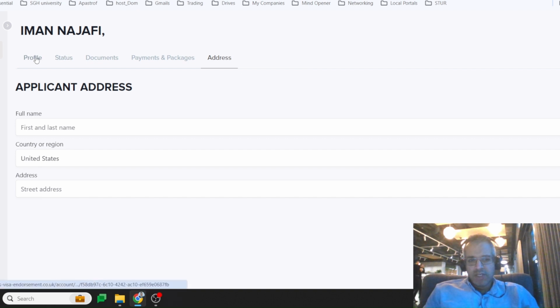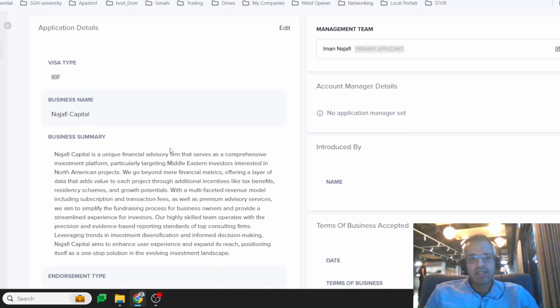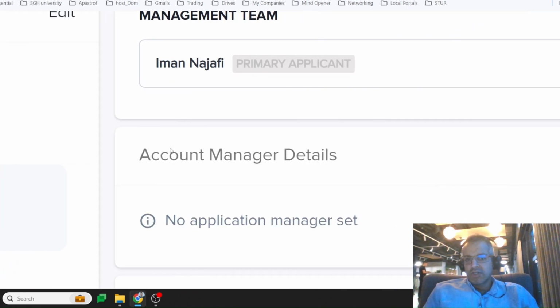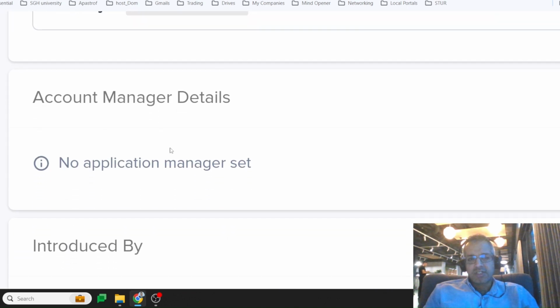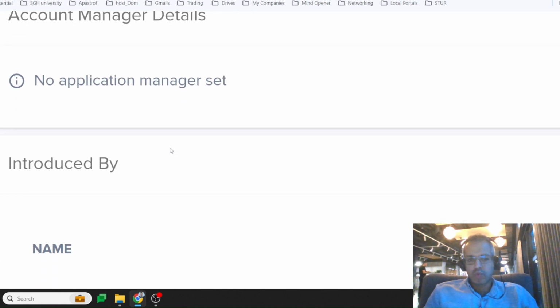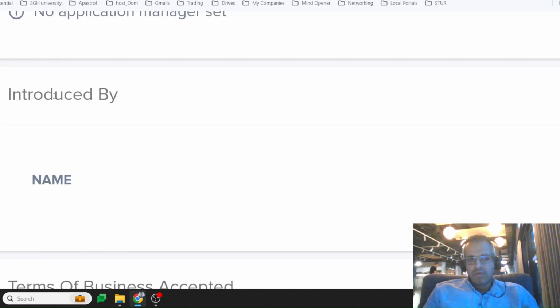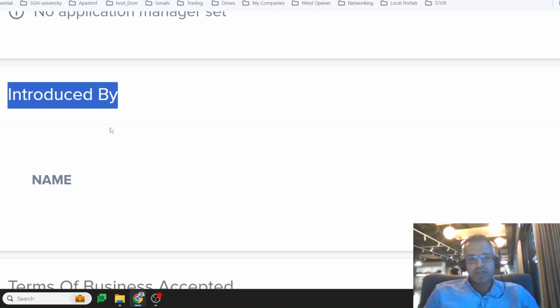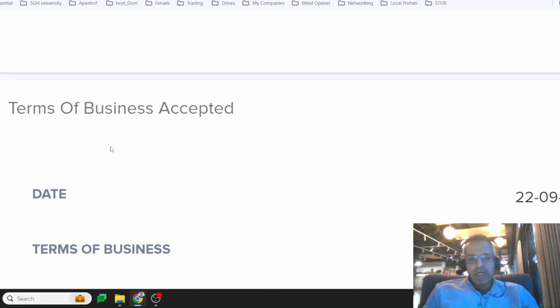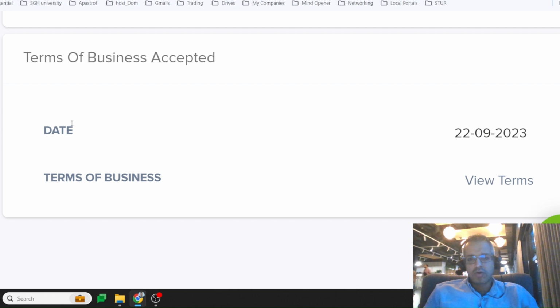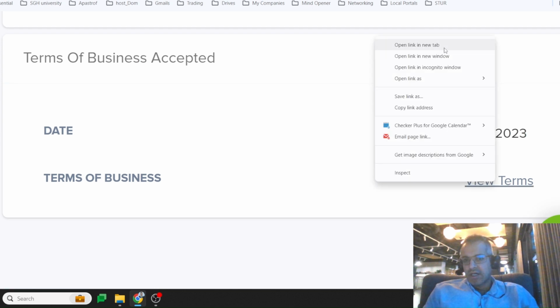But for the information that we need for the profile part, let's go into detail and see what the main information is that we need. On one side, you have to define your management team and who these people are. You will also provide information on who introduced this endorsing body to you, and also the terms of business. So you can see different definitions here.